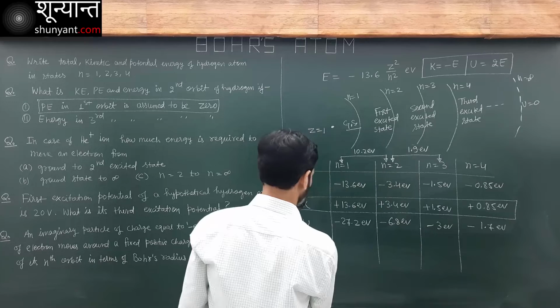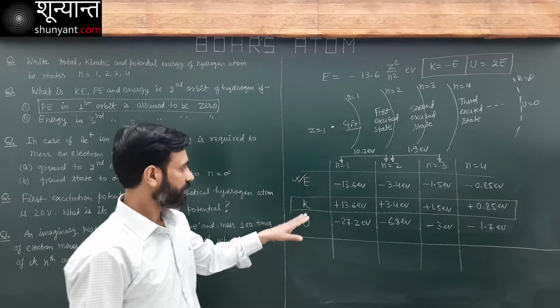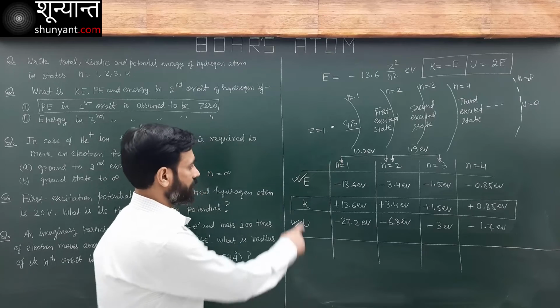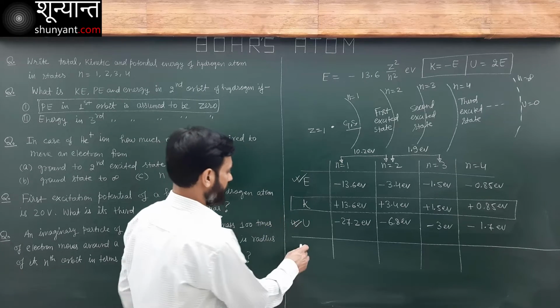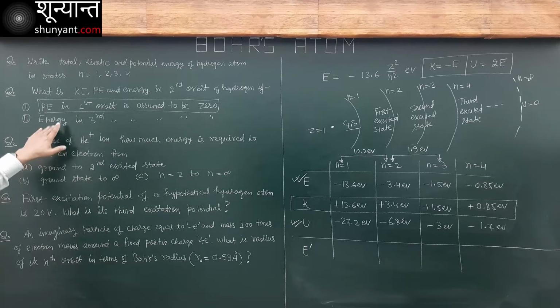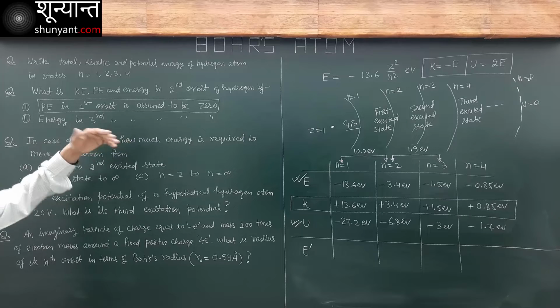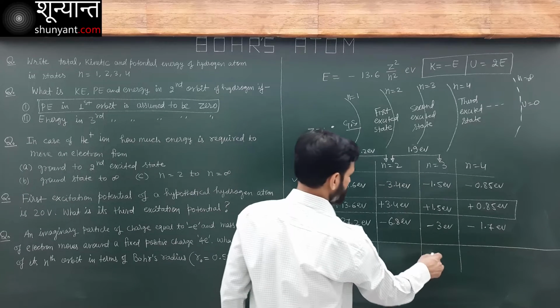Total energy is 0. This was the original value, taking the normal reference. Kinetic energy is not going to change. It will remain constant. Now, if I take the energy in the third orbit, the third state, to be 0, here I am taking this to be 0.